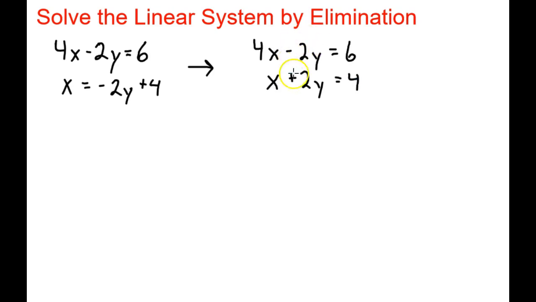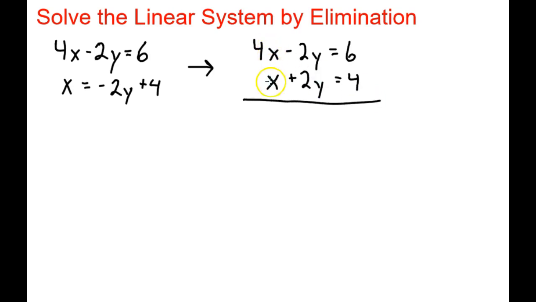So what I mean is, if we look at a variable y, we have a coefficient of -2 and a coefficient of +2. Those absolute values are the same. One's positive, one's negative. So if we combine those together, they're going to cancel each other out, make a value of 0. So this y variable will cancel out if we add these two equations together, leaving us with a single variable x. If we have a single variable x, we can solve for that variable.